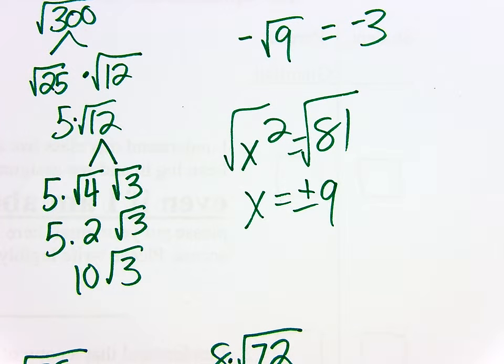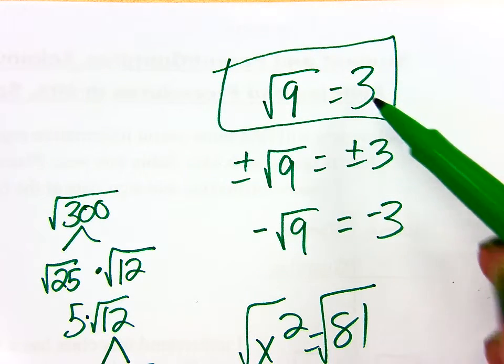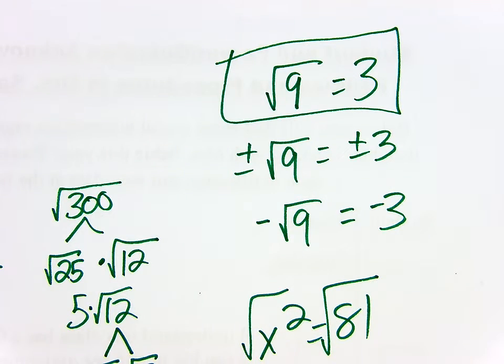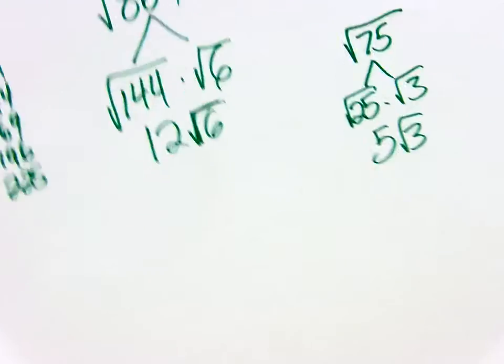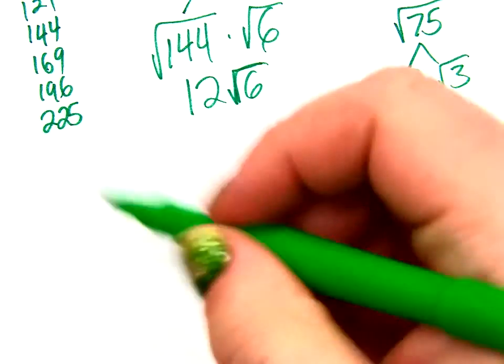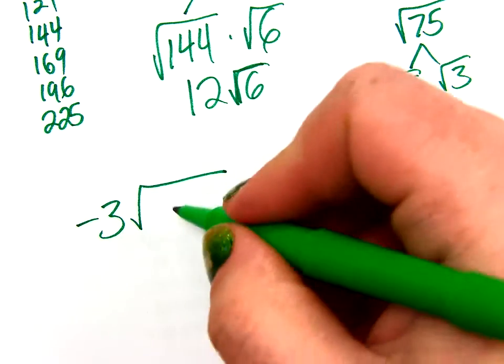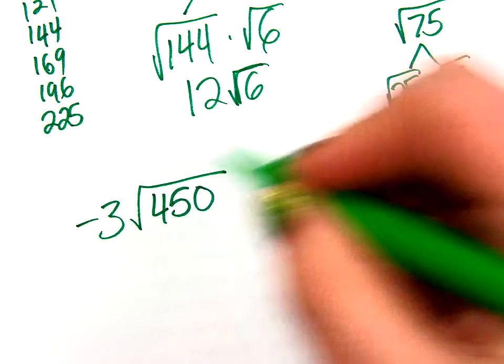Good question. So that'll come up a lot as we're solving quadratics. But if you are just simplifying a radical, if they don't have the sign in front, you can assume it's just the positive or principal root. Okay? Let me have you try one more with a number out in front. In fact, let's make that number negative. Why not? How about negative 3 square root of 450? Try that one.